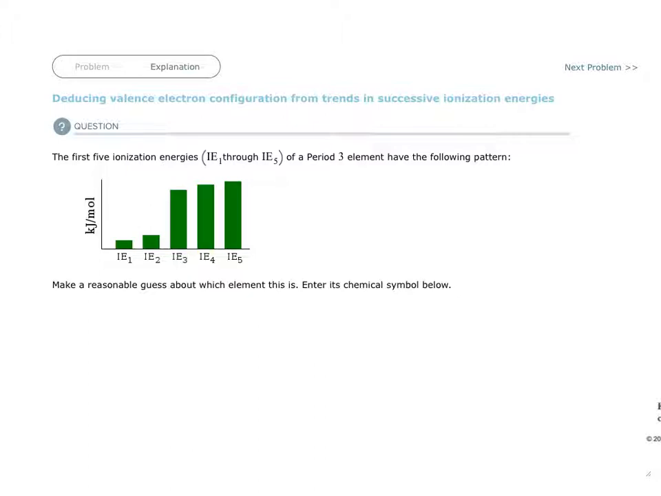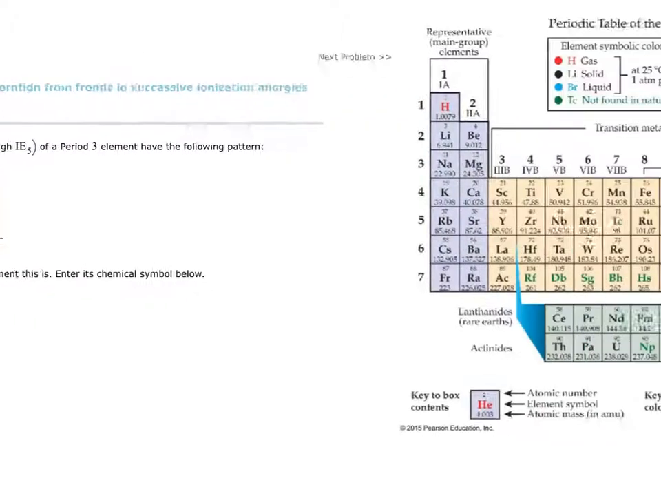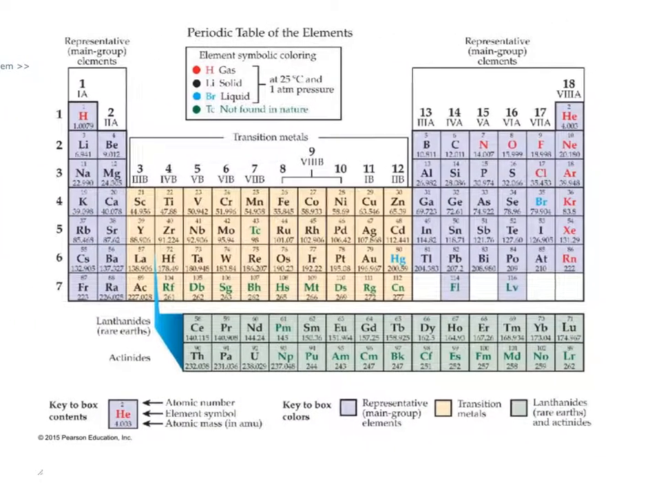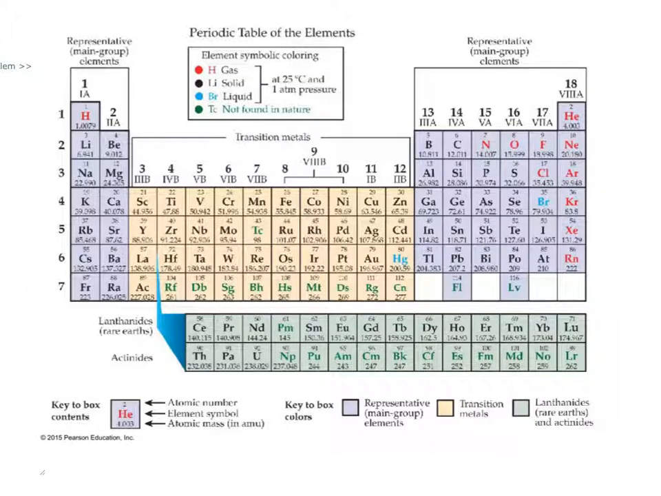All right, so let's find out what elements are in period 3. Remember, the first one was cheap, the second one was cheap, and then the third one was expensive. So let's look in period 3. We've got sodium. If the first one were cheap, that would put it at neon. The second one, would it be cheap? No, it would not be cheap because it already has 8, so it can't be sodium.